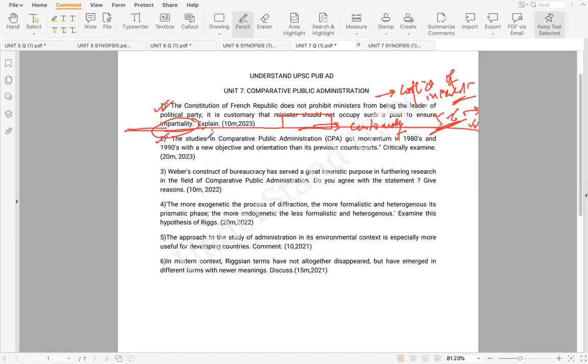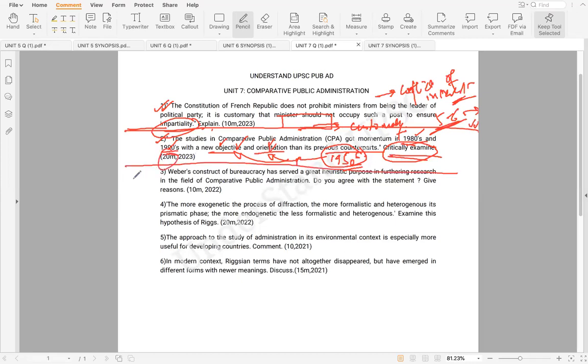Next question is, the studies in CPA got momentum in the 1980s and 1990s with a new objective and orientation than its previous counterparts. It's basically talking about how the 1950s CPA was different from the 1980s and 1990s CPA. You also have to critically examine, in the sense that you have to tell them that although we had a new objective and new orientation in the later part, which is the 1980s and 1990s, yet the 1950s still laid a big foundation because the commonality still existed in the new objective and new orientation, right? That is to cater to the critical examine part as well.